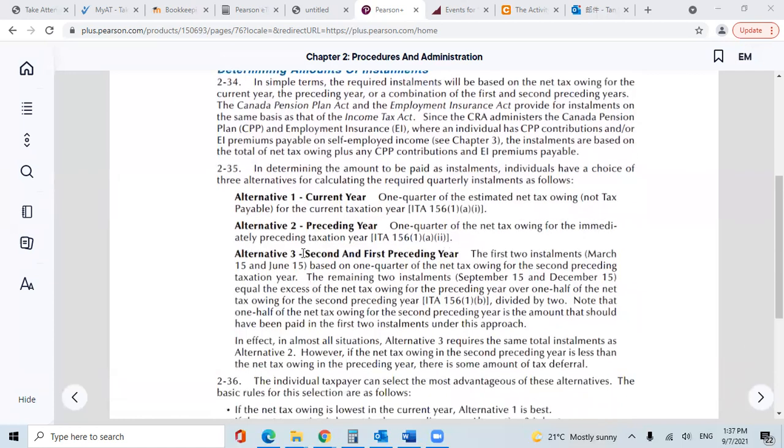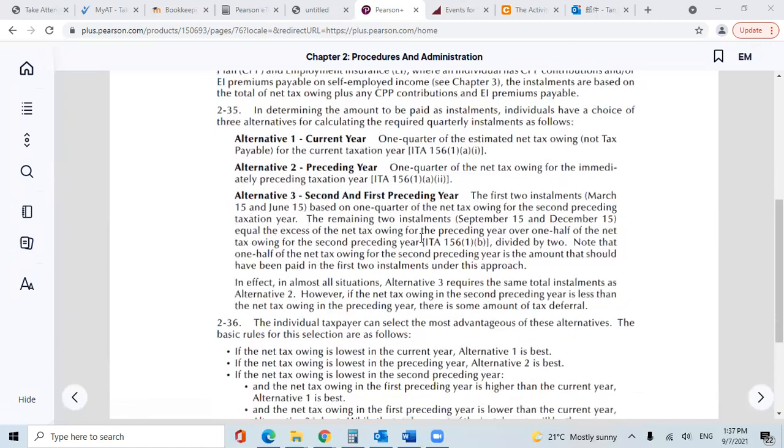Then you go to alternative number 2, which considers the preceding year. The current year is 2019, the preceding year is 2018. So you divide by 4, the same calculation. Now it goes to alternative number 3, which is also the methodology that the CRA installment reminder uses. You use your preceding year, deduct the first 2 installments based on the second preceding year, and then divide by 2, so half of it. That's what it says right there.